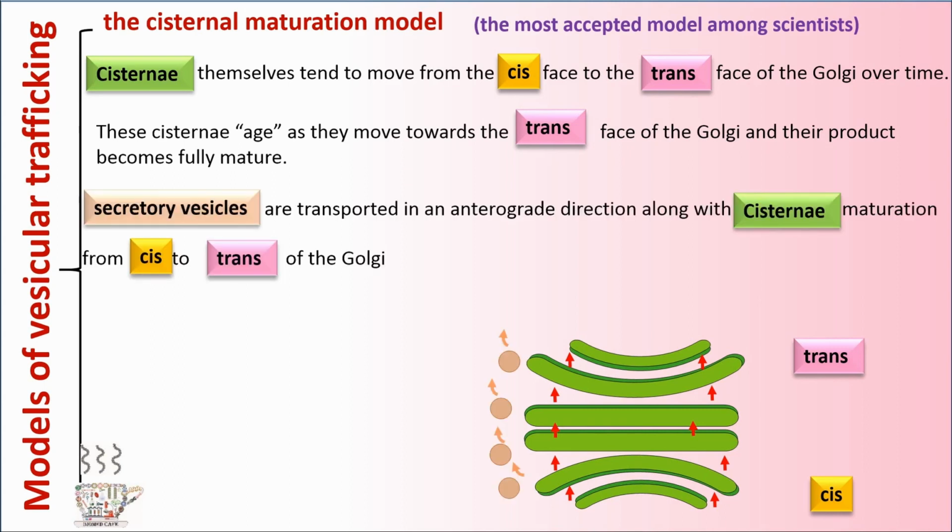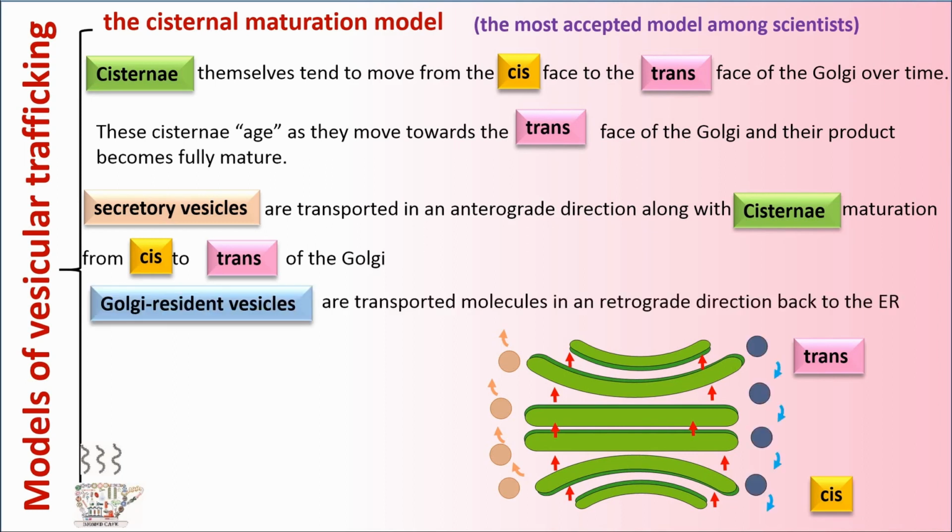Secretory vesicles are transported in an anterograde direction along with cisternae maturation from cis to trans of the Golgi. Golgi resident vesicles transport molecules in a retrograde direction back to the ER.